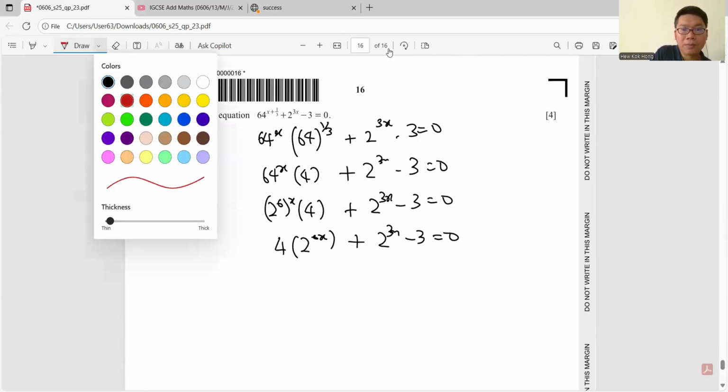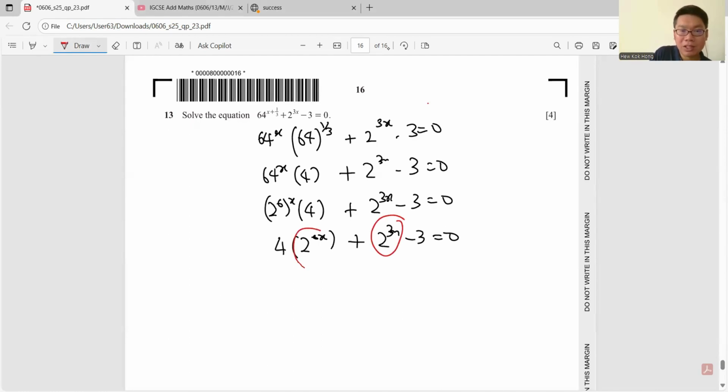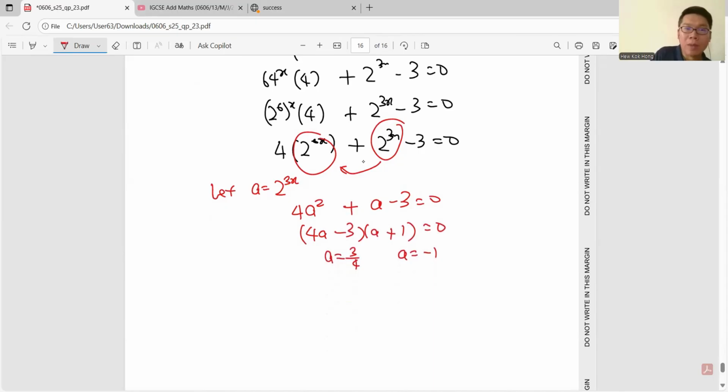So after we reach here, we know that the relationship between this and this is this square will become this. Then we can let the smaller value become a. Then you know this part is the square of it, so it's a squared. This is just a. Then we can solve this. Remember, we need to replace the a back to 2 power 3x.